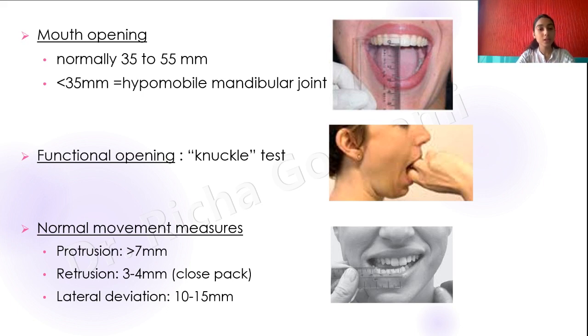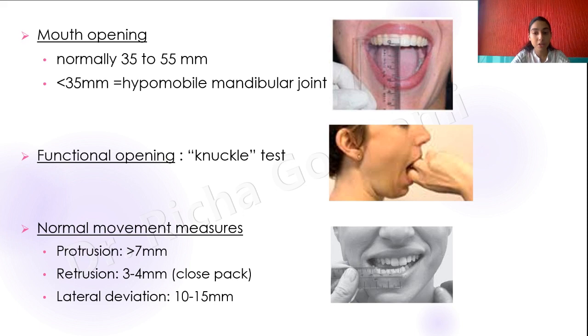Then in the clinical setup we can use functional mouth opening via the knuckle test. If the patient is able to put two knuckles between the teeth, it's called a functional opening. If the patient is able to put three knuckles in the mouth, then it's called a normal mouth opening.